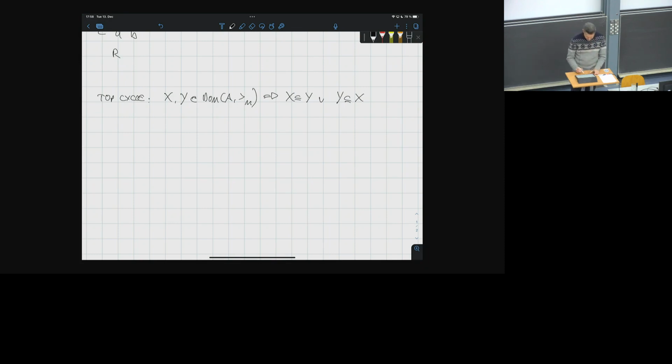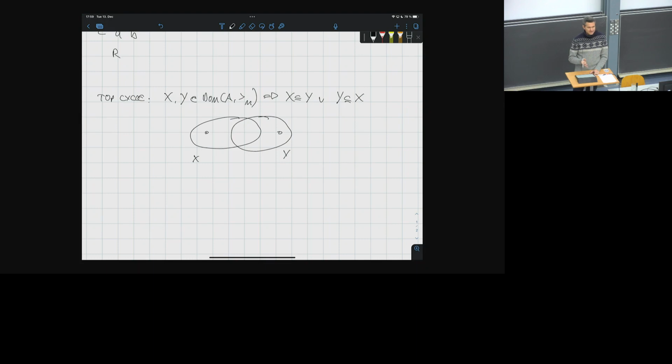And why is that the case? Let's prove it by contradiction. We assume that there are two dominant sets, X and Y, which are not contained in each other. Then there has to be at least one alternative in X without Y, and at least one alternative in Y without X. So these sets are not contained in each other. But then we already have a contradiction with the definition of dominant sets.